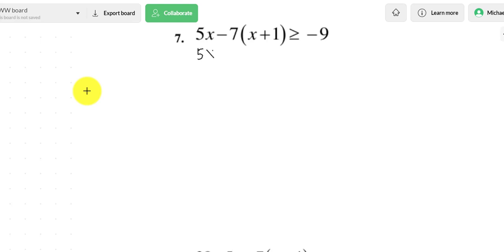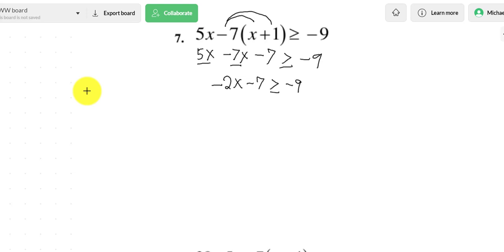5x is still 5x, but I want to distribute this negative 7 to get negative 7 times x is negative 7x, and negative 7 times 1 is negative 7, and nothing changes on this side, right? Next, combine like terms where we can, right? So we have a 5x and a negative 7x. If I put that together, I'm left with negative 2x minus 7, and the inequality still stays the way it was, and the negative 9 comes down.